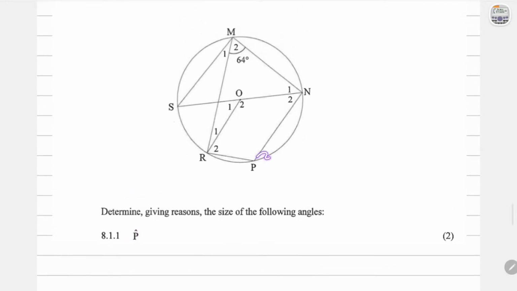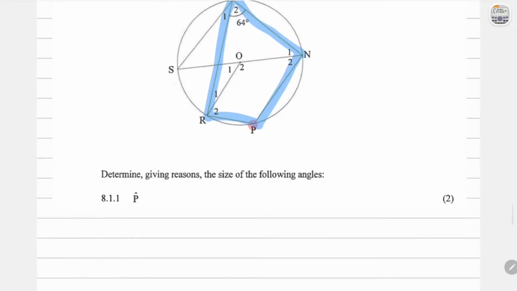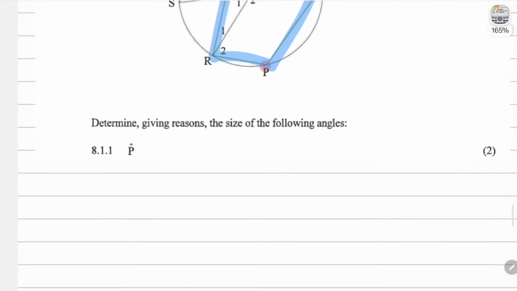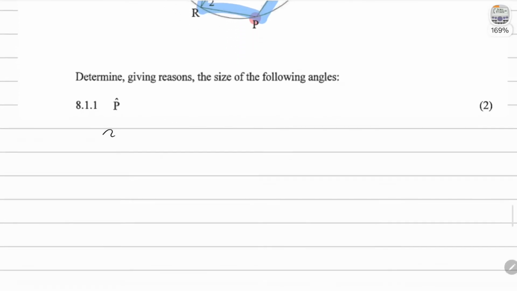And the first angle we need to find is angle P. Now notice where angle P is. Angle P is at the circumference, and we know that this shape is a cyclic quad. Now we have the angle opposite angle P. What do we know about the opposite angles in a cyclic quad? They are supplementary, meaning they add up to 180 degrees.